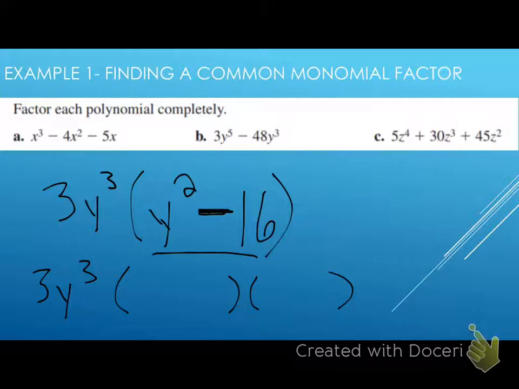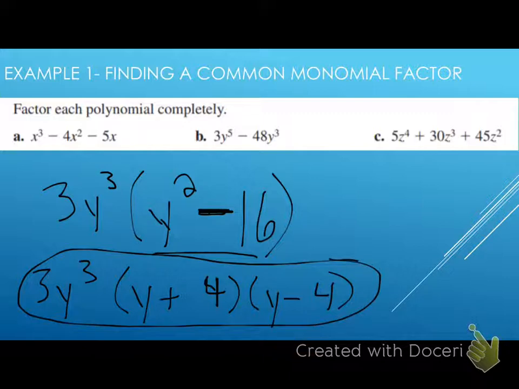So what's the square root of y squared? Y. So that's going to go in the first part of each set of parentheses. What is the square root of 16? 4. That's going to go in the second part of each set of parentheses. Do we remember what our signs are? They both subtract? Close. One's plus, one's minus. Now, can anything else be factored? No, it cannot. There's my answer. Any questions there?